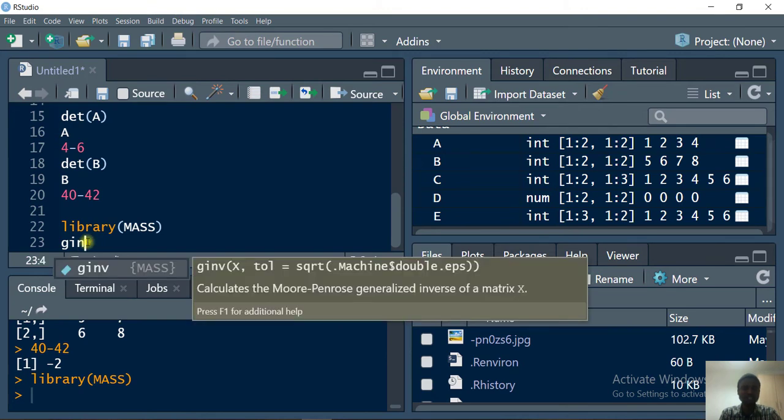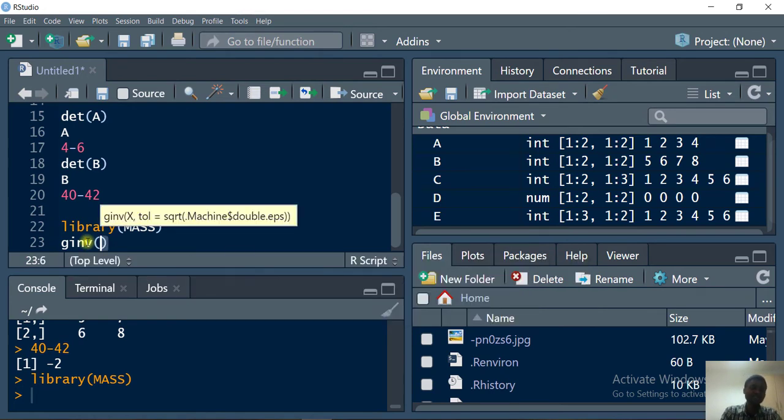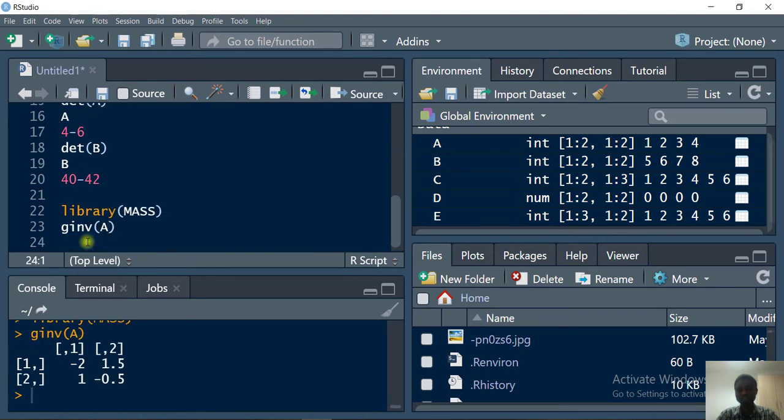So this ginv gives us a generalized inverse of a certain matrix. It calculates the Moore-Penrose generalized inverse of a matrix X. So if I say ginv and put A, this is the inverse of matrix A.